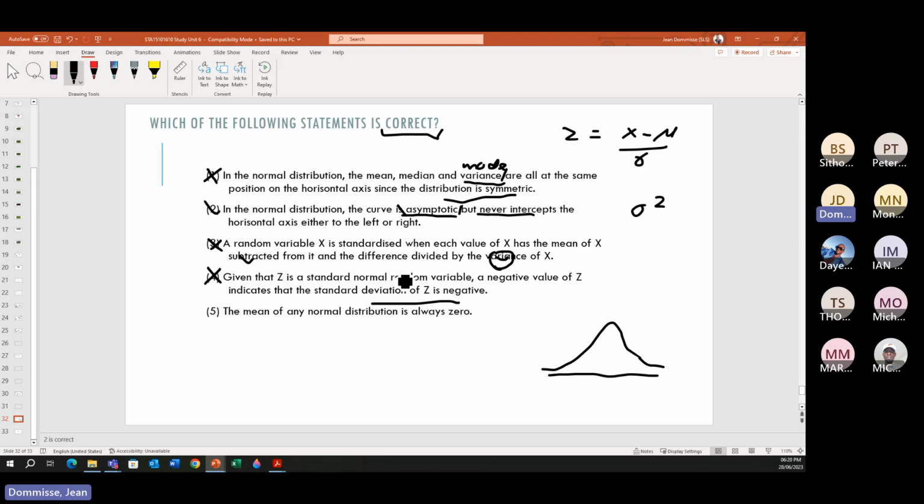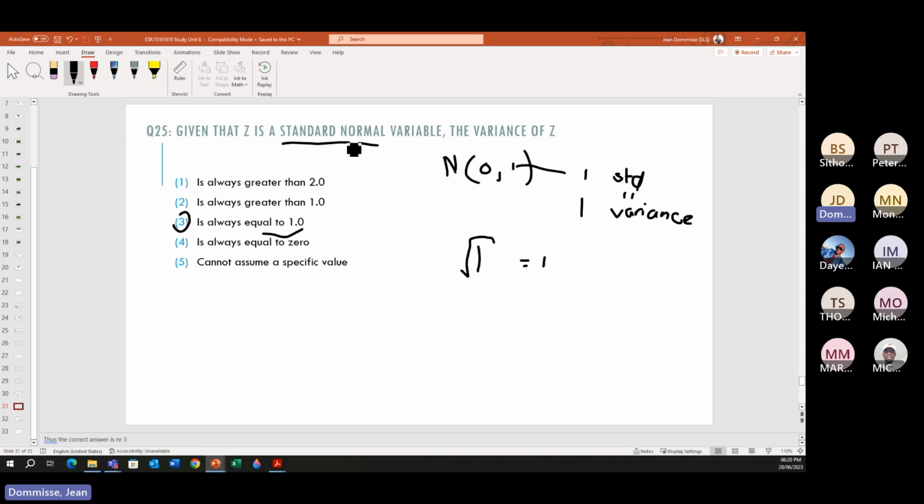And then the last one, the mean of any normal distribution is always 0. Okay, that is wrong. It's only when we look at the z distribution that the mean is equal to 0. So not any normal distribution. It needs to be the standard normal variable. Then it is only 0.